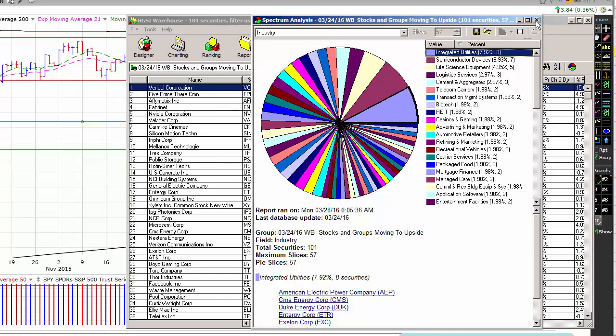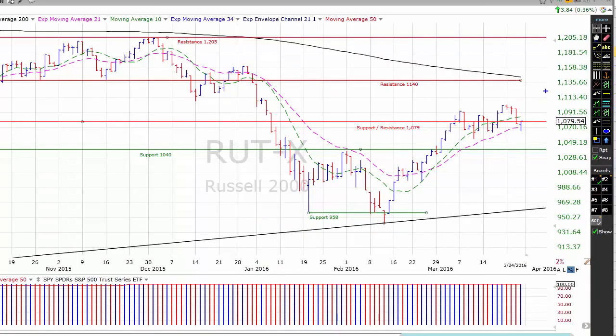Let's see what the Russell 2000's up to. The Russell 2000 on Thursday recaptured this level of resistance down here in the 1079 area. We seem to be struggling with that area of resistance. You can see that we've bounced back and forth above and below that area. I'd like to see the Russell 2000 decisively take out that area of resistance, and if we were to do that, I would think that the market would gain a little bit of strength on the long side. The bulls would gain a little bit of strength. The next significant area of resistance for the Russell 2000 is up here in the 1140 area.